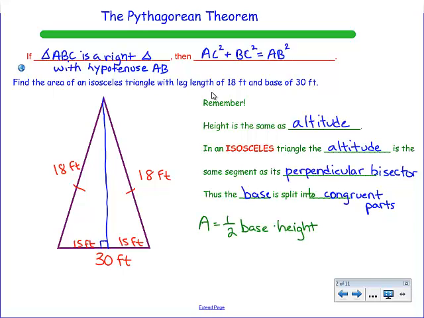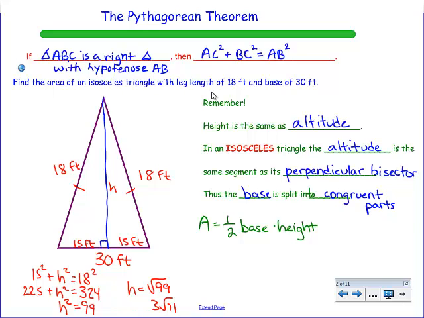So to find the height, all we need to do is use our Pythagorean Theorem. So using the Pythagorean Theorem, if I call this height h, we would have 15 squared plus h squared equals 18 squared. So 225 plus h squared equals 324. Subtracting 225, you end up with h squared equals 99. And then square rooting, h is the square root of 99, which is 3 root 11.